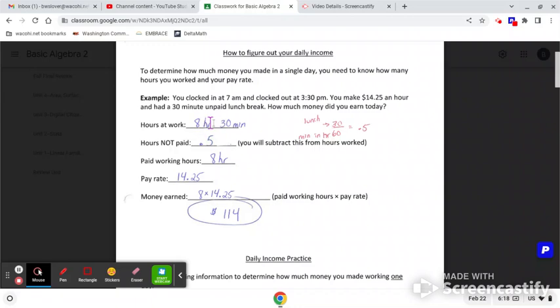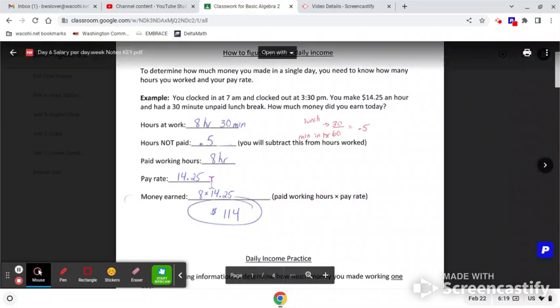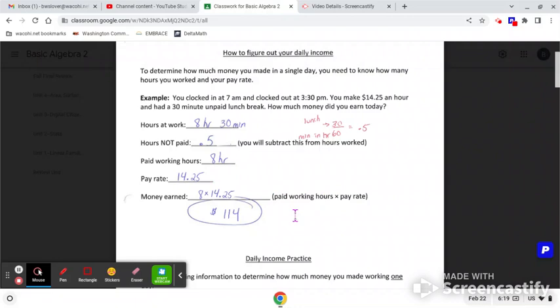So we're going to do 8.5 minus 0.5 because 8 hours, 30 minutes is 8.5 hours. And we subtract them because we did not get paid for that lunch break. So we got paid 8 hours of work. Our pay rate is $14.25 an hour. So the money earned, just like I listed here, is the paid working hours times your pay rate. So $14.25 times 8 hours. I made $114 that day.